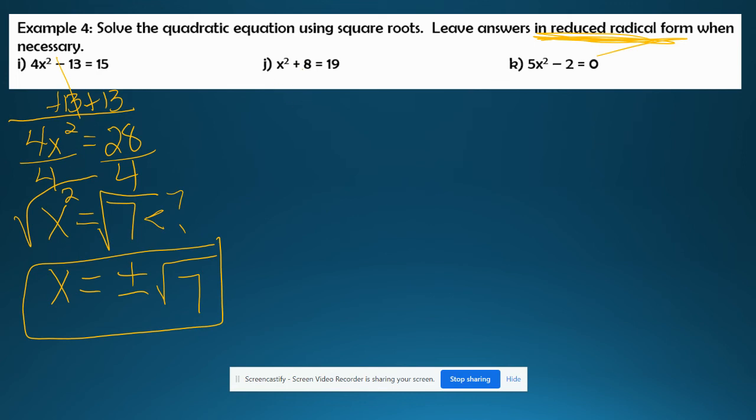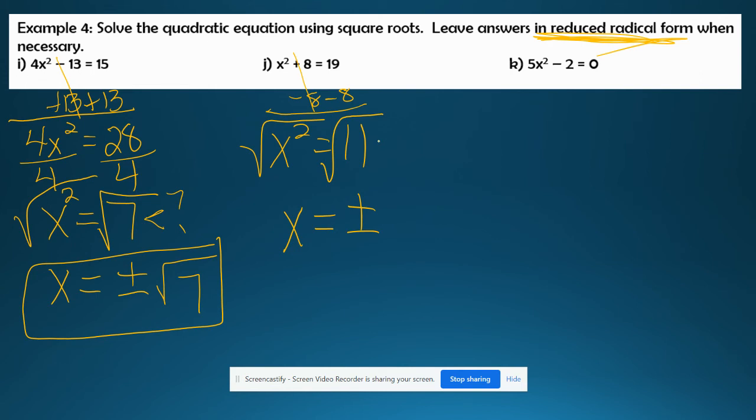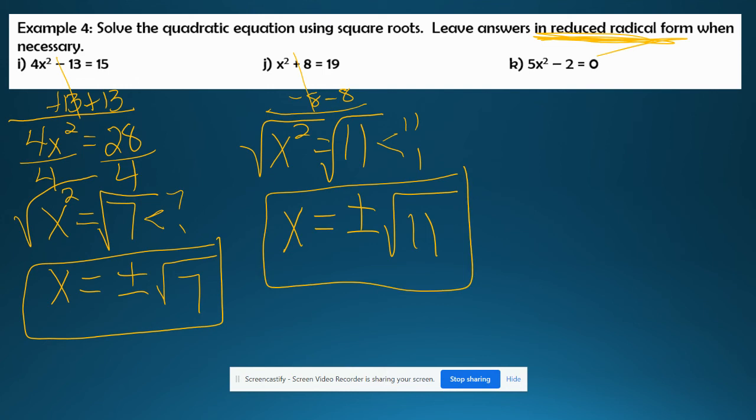For J, the opposite of a positive 8 is to subtract 8. That gives us x squared is equal to 11. The opposite of a square is a square root. X equals plus or minus the square root of 11. 11 is not a perfect square. I cannot break 11 down into anything other than 11 and 1, so I can't reduce that radical. Plus or minus the square root of 11 is the best that one's going to get.